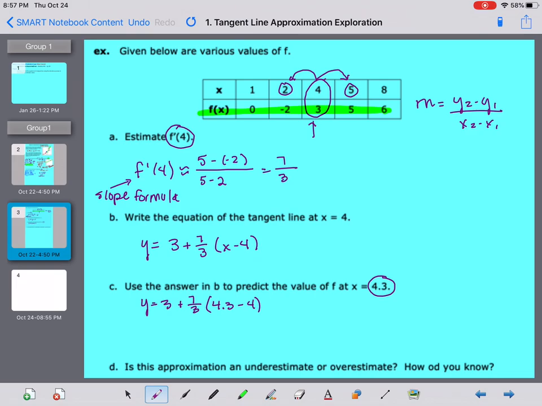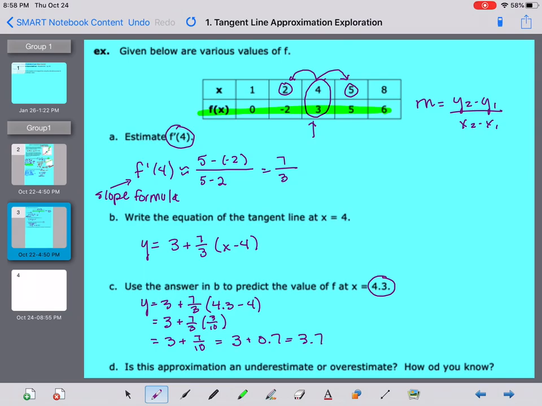And then all I have to do is calculate. So 3 plus 7 over 3, and 4.3 minus 4 gives us 0.3. Again, we can use fractions, we can use decimals here. It's really up to us. Because 7 over 3 is kind of a weird fraction, I'm going to go with decimal in this case. So 4.3 minus 4 is 0.3, so that is 3/10. And then, adding it together, I get 7/10, which really means 3 plus 0.7, which is 3.7.